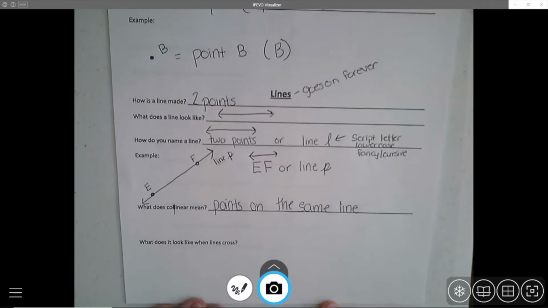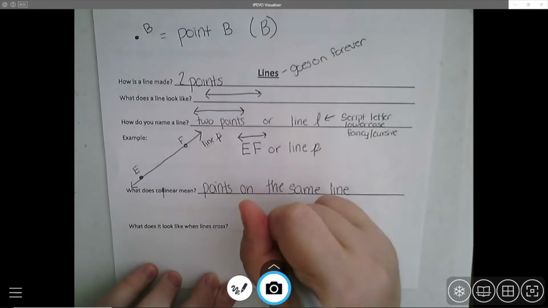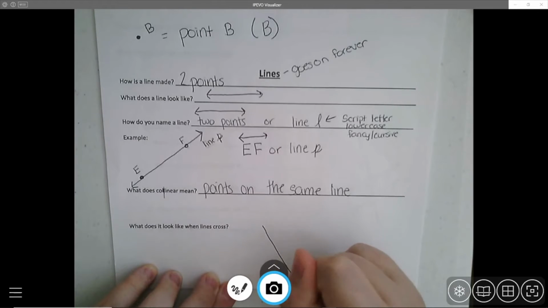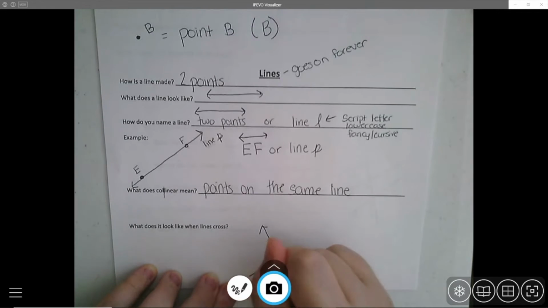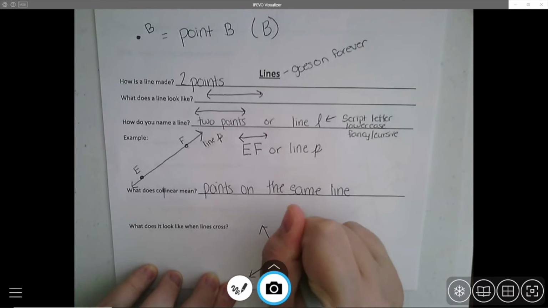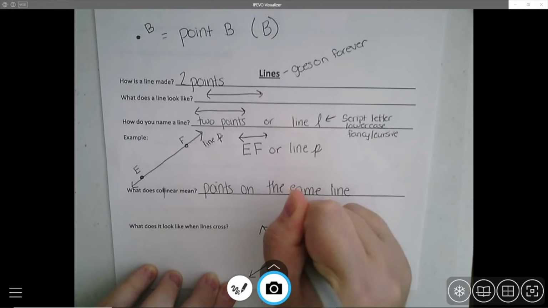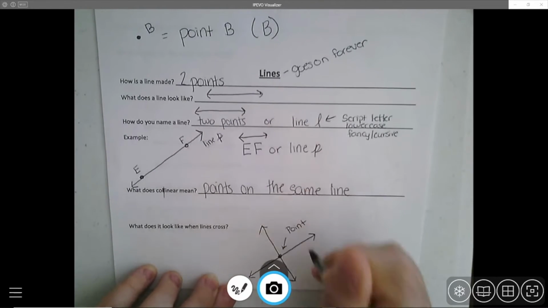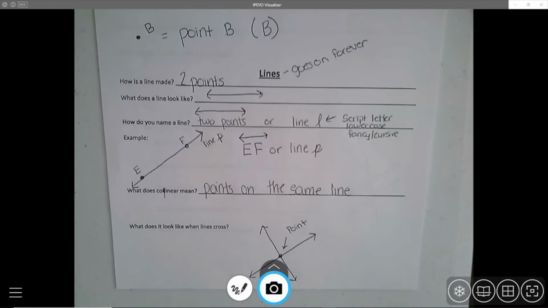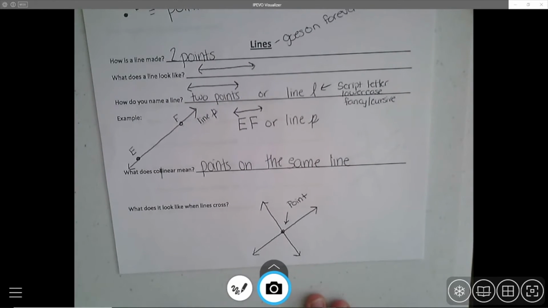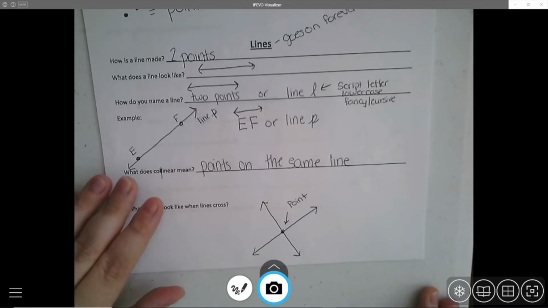If they say non-collinear, you're looking for points that are on different lines. Okay, and what does it look like when lines cross? Let's draw an example. If I have 2 lines, I want them to cross. The big thing is where they cross at a point. They cross only at this particular point, nowhere else. So to name the intersection of lines, you're naming it by point and whatever that is.